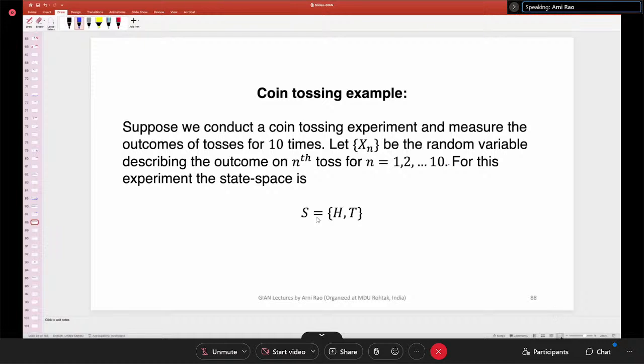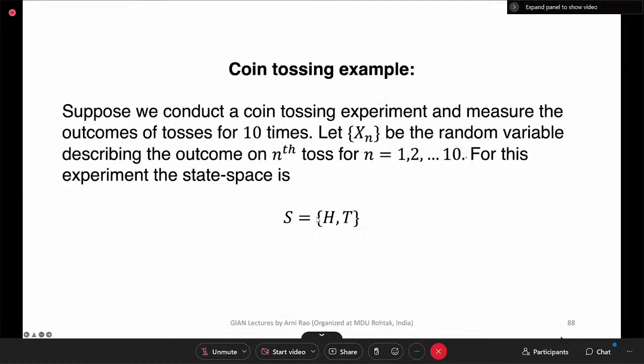Either way, you can have the state space finite, but you can keep on getting the outcomes infinitely.